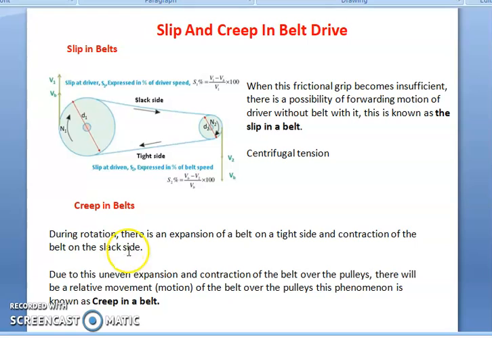So during the rotation, there is an expansion of the belt on the tight side and contraction of the belt on the slack side. Due to this uneven expansion and contraction of the belt over the pulleys, there will be a relative movement of the belt over the pulley. This phenomenon is known as creep of the belt.